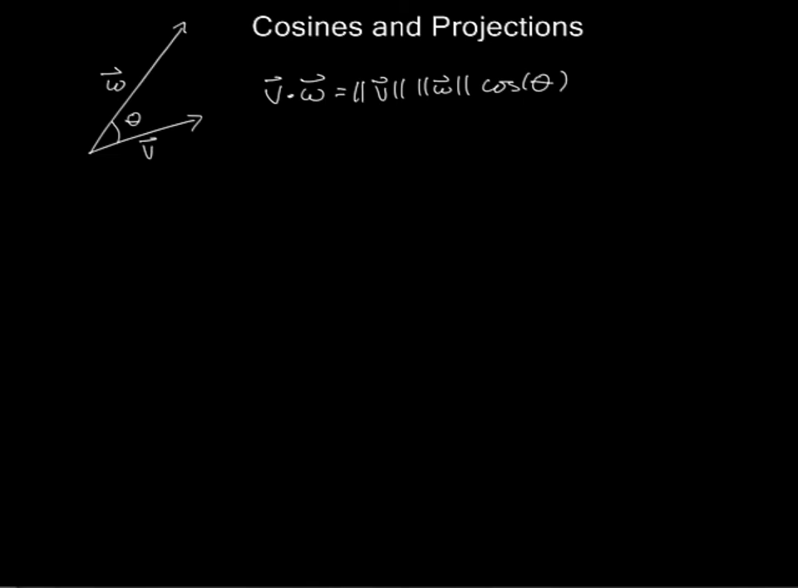Okay, now let's go back and look at the first law. I'm going to show you how to derive the first law from the law of cosines. So remember, the first law is this, that v dot w is the length of v times the length of w times cosine of theta. So why is that true? I'm going to use the law of cosines to see why.